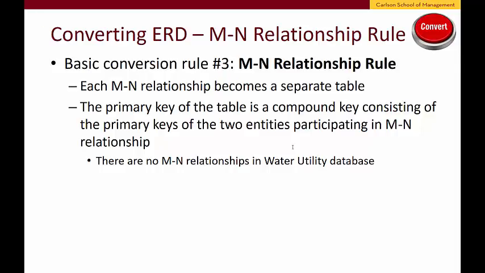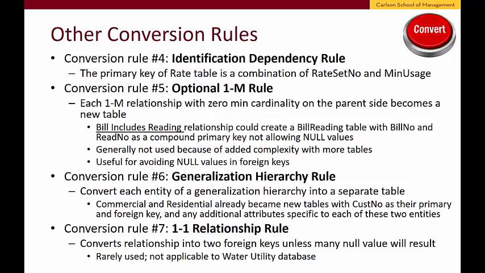The remaining slide on these conversion rules, slide number 17, is talking about the ones that are less common but nonetheless important, and we have used some of them already. So rule number 4, in the order they appear in the textbook, not necessarily in the order that we've used them. Rule number 4 on identification dependency states that the primary key of the weak entity, such as rate, is a combination of the primary key from the rate set table, that's that rate set number, and the appropriate field such as min usage from the rate table.